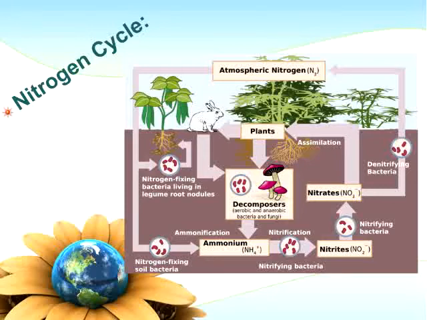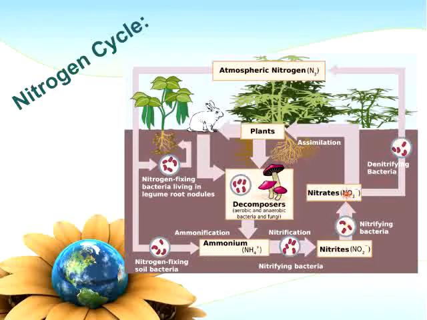Next, it talks a little bit about the nitrogen cycle. So we're going to try to follow the nitrogen cycle here. First, we start with nitrogen-fixing bacteria living in the legume roots of the nodules. So this could be like an alfalfa plant or any type of legume crop. And then we have the nitrogen-fixing bacteria turning the nitrogen into ammonia and then nitrates.